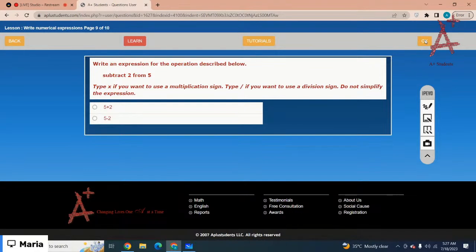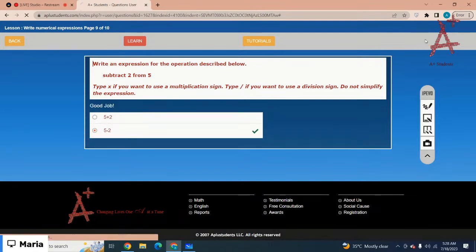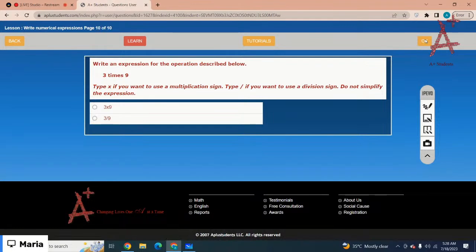Write an expression for the operation described below. Subtract 2 from 5. So which is the correct option? It would be 5 minus 2. Just replace the word subtract with the sign. Write an expression for the operation described below. 3 times 9.